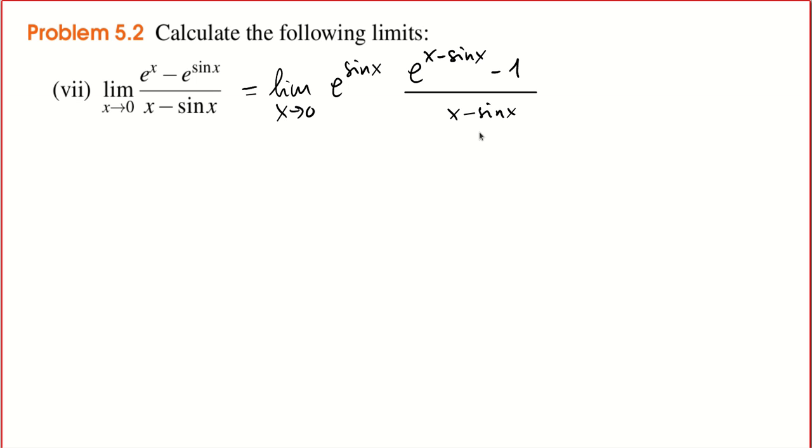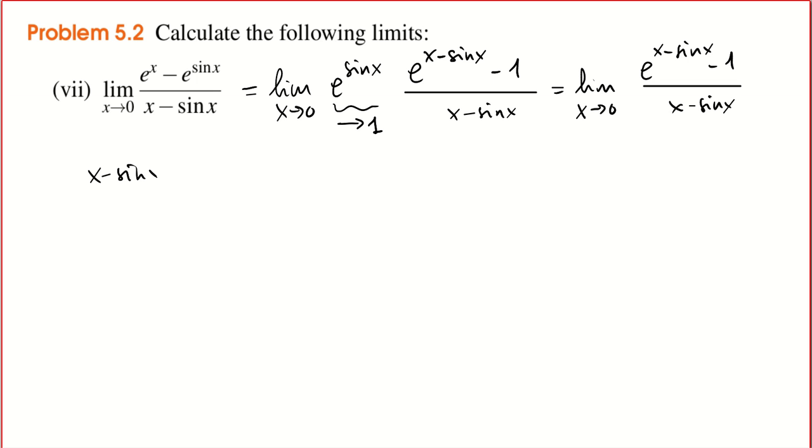Right? Now, the limit of this is 1, because the sine of x goes to 0 and the exponential of 0 is 1. So this limit is just 1. So we can just rewrite this as the limit when x goes to 0 of the exponential of x minus sine x, minus 1, divided by x minus the sine x. And the point here is that x minus sine x is something that goes to 0 when x goes to 0. So it's something that goes to 0 itself, right?